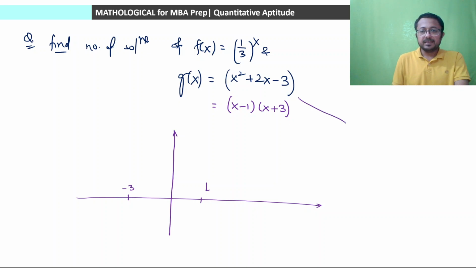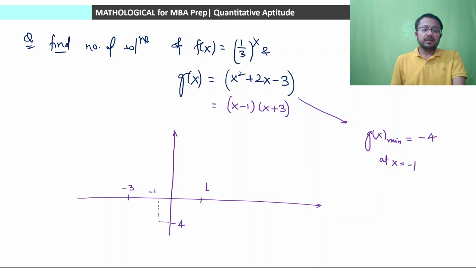And minimum value of g(x) will be at minus b by 2a, which will be minus 2 by 2, यानी minus 1. g(x) minimum will be at x equal to minus 1, or between -3 and 1. So at x equal to -1, minimum value will be -1 square, which is 1, 1 minus 2 minus 3, so that will be -4. Okay. Minimum value will be at -1 and that will be -4. And at x equal to 0, value will be -3.